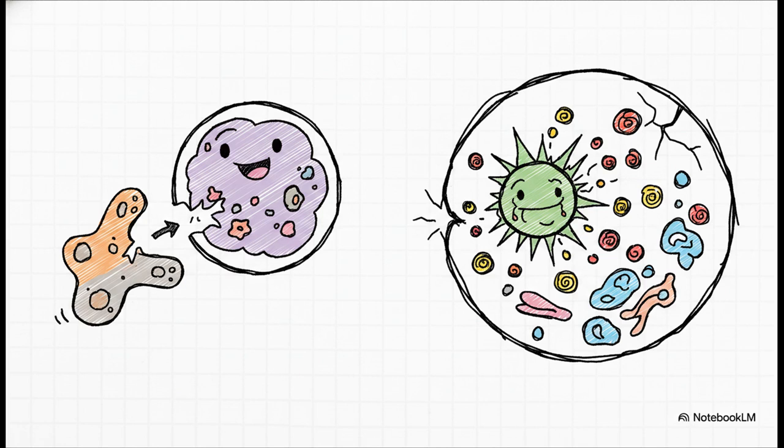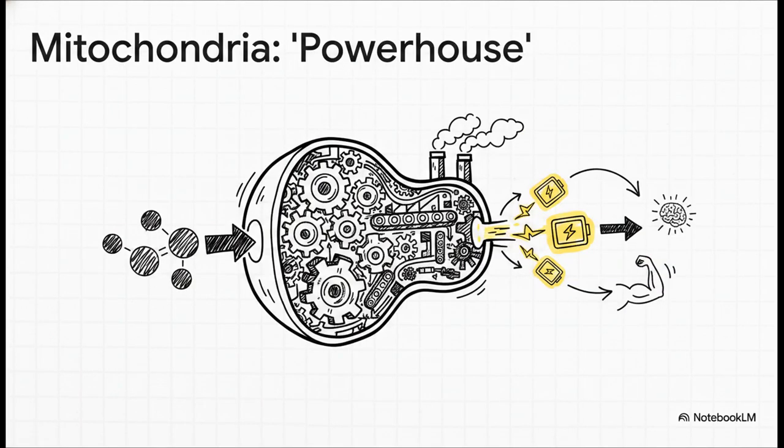Okay, every city produces trash, right? Well, the cell's sanitation department is the lysosome. These are basically little bags of powerful digestive enzymes. Their job is to break down old, worn-out parts and any junk that gets in. But here's the crazy part. They're called suicide bags for a reason. If the cell gets too damaged, the lysosomes can burst open and, well, digest the whole cell from the inside. It's a self-destruct mechanism.